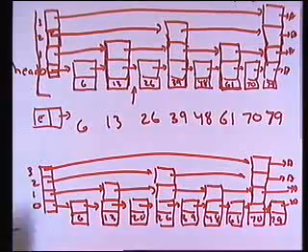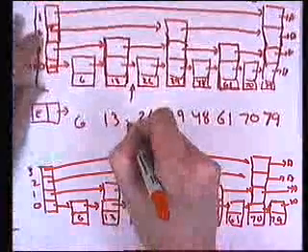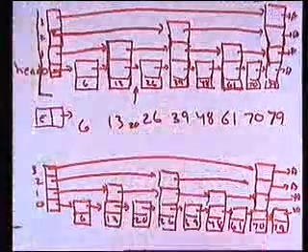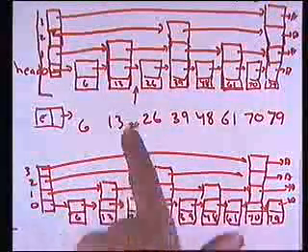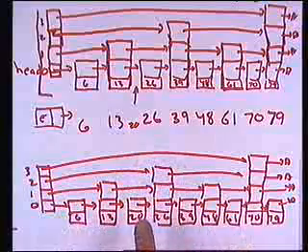So now what I've done is I've inserted 20 into this sequence, and if you can't read the node values down here, they're these numbers with 20 between 13 and 26.